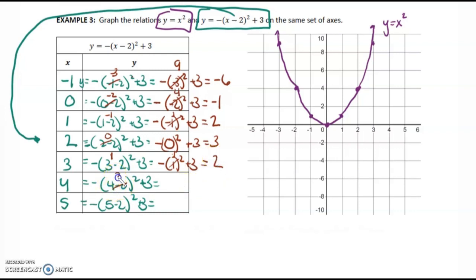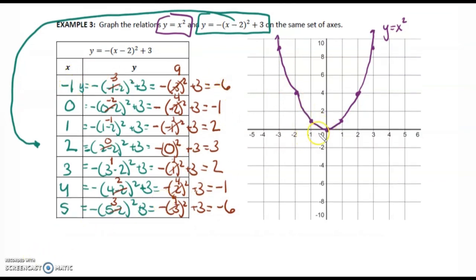4 minus 2 is 2. So negative of 2 squared plus 3. 2 squared is 4. Negative 4 plus 3 is negative 1. And then 5 minus 2 is 3. So we have negative of 3 squared plus 3. So this is a 9. Negative 9 plus 3 is negative 6. And we can go ahead and graph this.